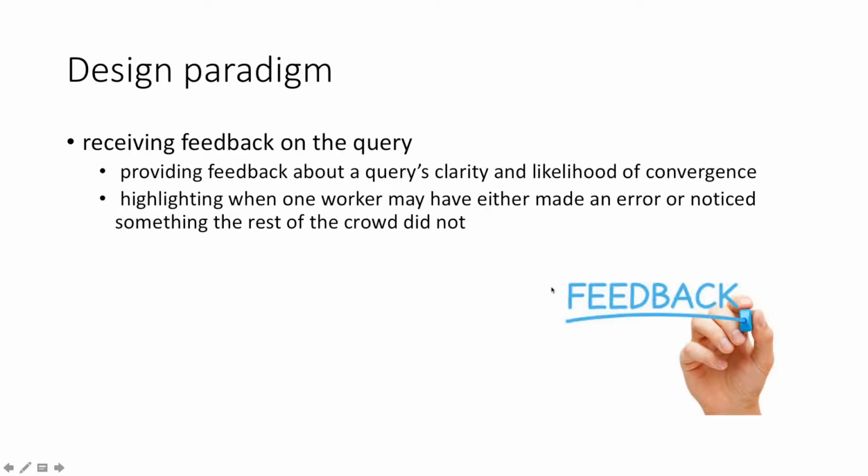It is understandable that the reliability of the workers' judgments is closely related to the queries and descriptions given by the analyst. To help guide analysts, Glance provides feedback about the query's clarity and the likelihood of convergence. The system analyzes variance between workers and predicts the quality of results even before a query is finished, and even when there is no baseline data for comparison. Another part of the feedback on the query is that Glance can also highlight when a worker may have either made an error or noticed something the rest of the crowd didn't.